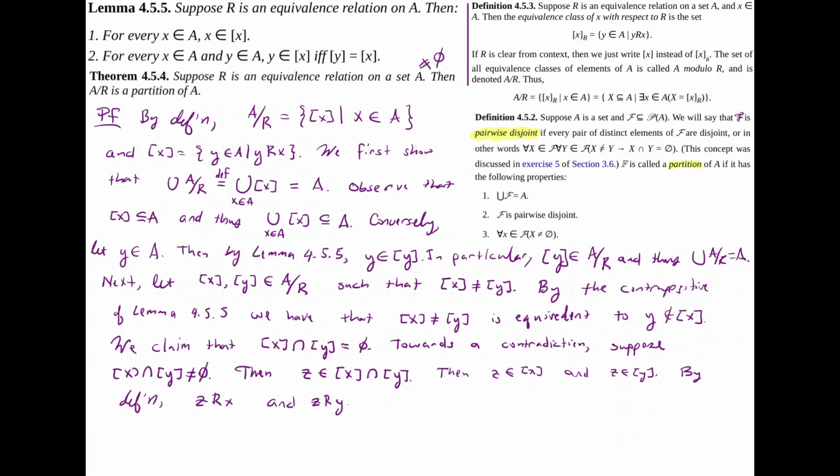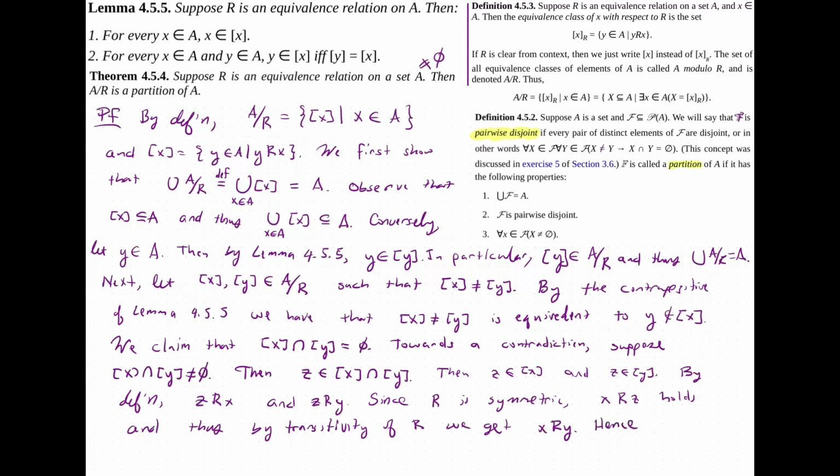And now we use symmetry and transitivity. Since R is symmetric, we have that x R z holds, and thus by transitivity of R, we get that x R y holds, and hence we get that y is in the equivalence class of x, which contradicts our inclusion of lemma 4.5.5. And so this is our contradiction.